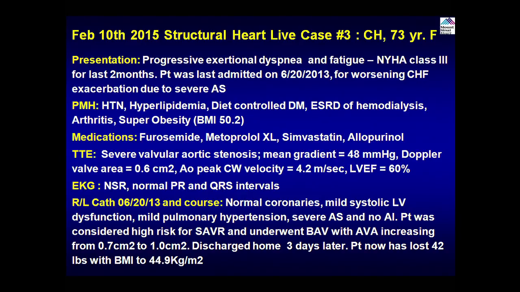Anu? Yeah, if you see this, live case number 3, a 73-year-old female. Her presentation was way back when she came to us in 2013, when she presented with progressive exertional dyspnea and fatigue with NYHA class 3. At that time, she was found to be in heart failure due to aortic stenosis. Past medical history was hypertension, diabetes, and she was on dialysis. And the most important thing was that she was super obese with a BMI of 50.